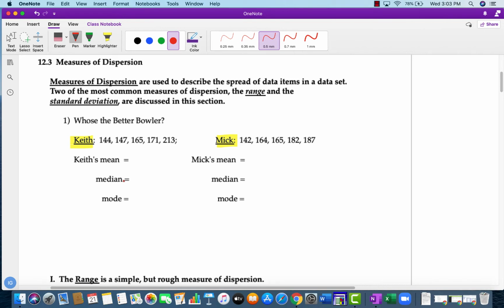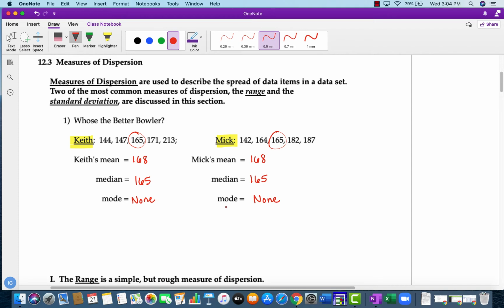The median is the number in the middle. It has to be in order from least to greatest, which in this case they are. So we can do the median right away. The median is 165 for both. The mode is the number that appears the most. In these two cases, I don't see anything, so there's no mode. No number repeats in either set. Now if we do the mean, which is the average, you add and divide by 5, and we get 168 and 168.